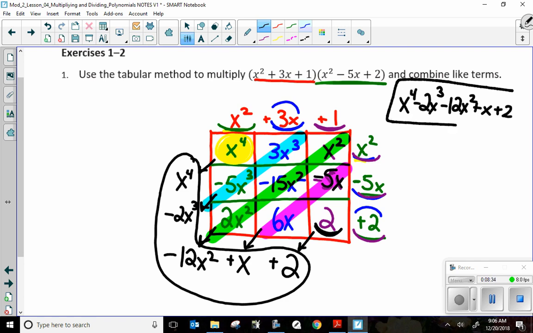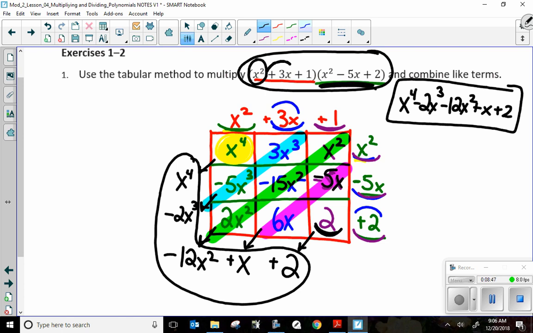This is the product you get when you multiply these two things together. Okay, now if I had to FOIL that, I'd have to FOIL my x squared into this and get 3 terms. I have to FOIL 3x into this and get 3 terms. I have to FOIL 1 into this and get 3 terms. And then I'd have to combine like terms and everything. This is nice and organized because everything lines up diagonally that you combine. Okay? So let's try the next one.